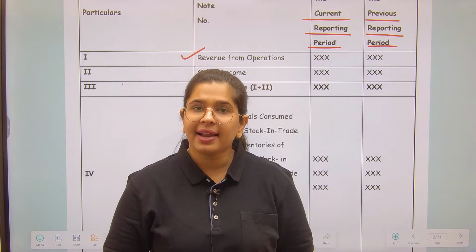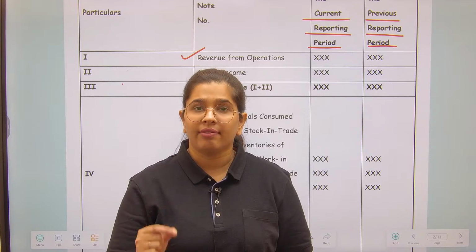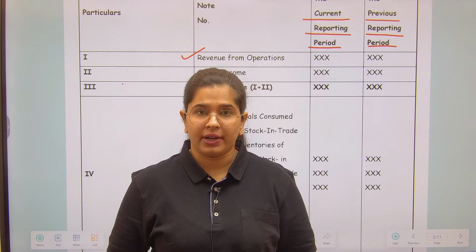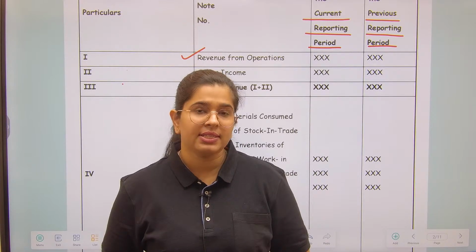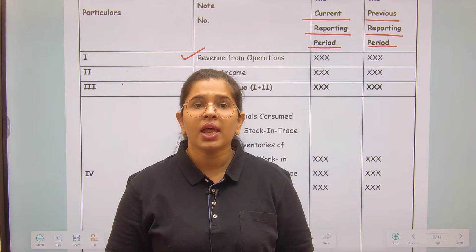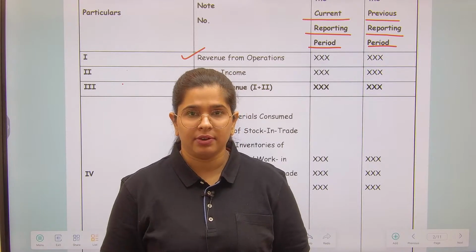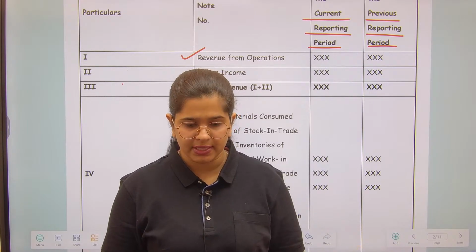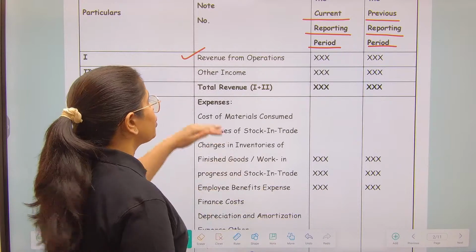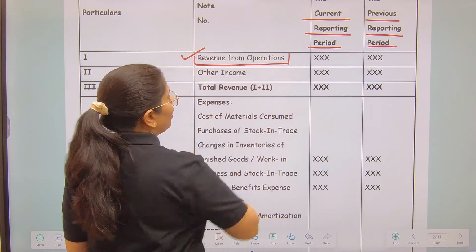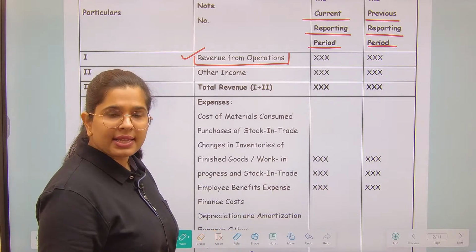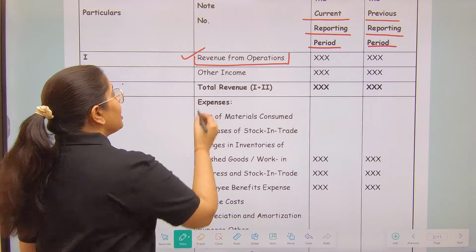So always understand that there is a difference between revenue and profit. Profit is what you get after deducting all the expenses, and revenue is the amount that you get from your customer without any deduction of expenses. So revenue from operations shows the amount of revenue you have earned by your business. There is no rocket science in it. Next, other income.